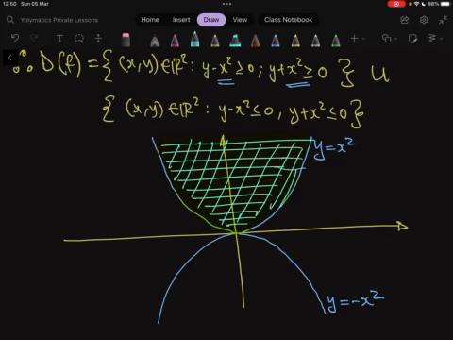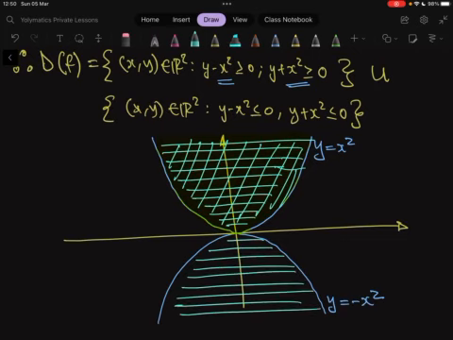Like that. If you do the same thing again, you will see that the other region that you need also is this one. If you consider the second set, the other region will become like this. So this is how you find the domains of these functions.